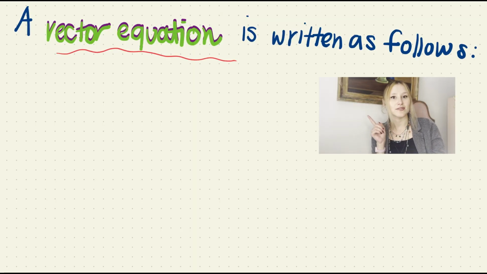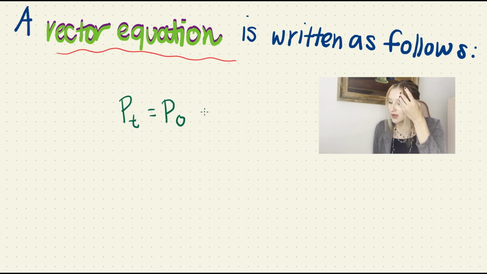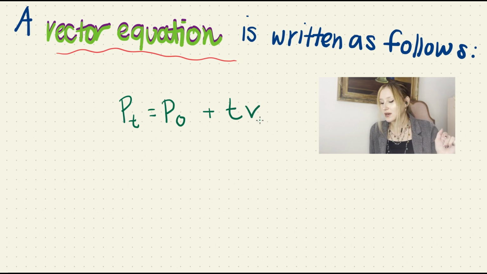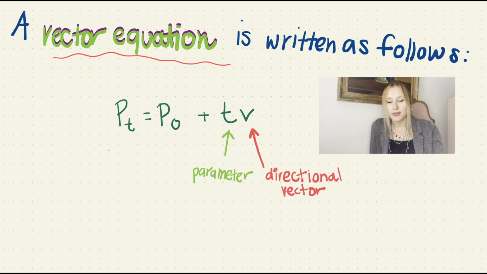So let's talk about what these two forms are. If you have one form, you can get the other one and vice versa. So what are these forms? The vector equation is as follows. P equals P0 plus VT, where V is the directional vector and that T is the parameter, which we'll talk about what that is. And then we have P0, which is any point on the line.